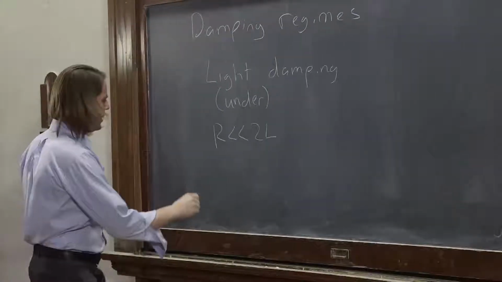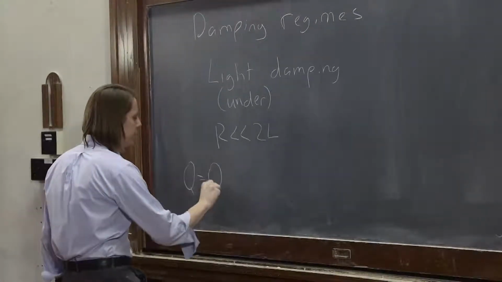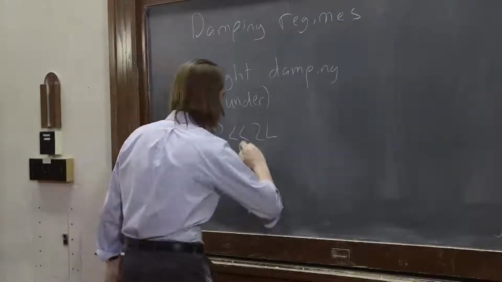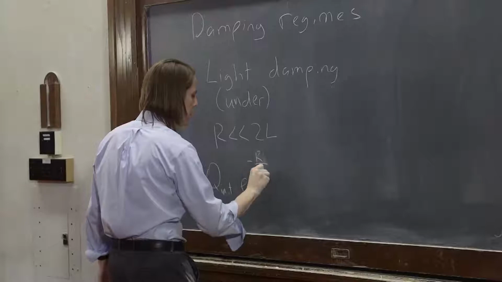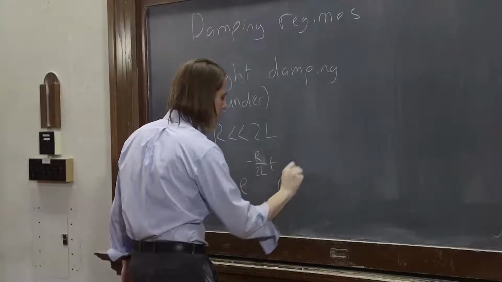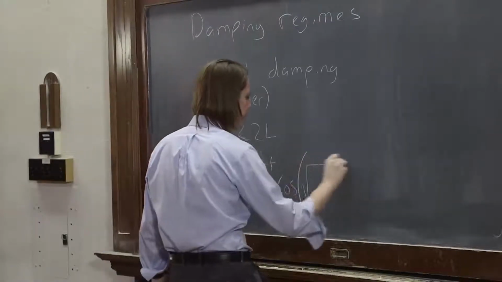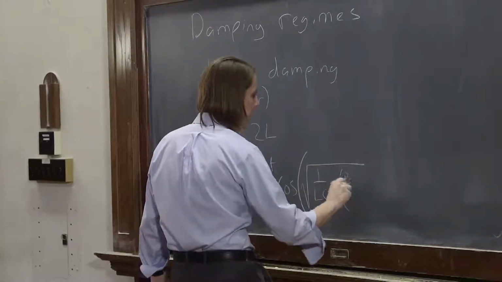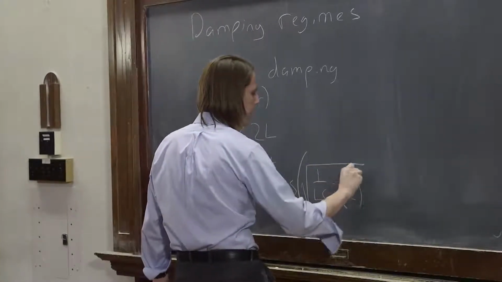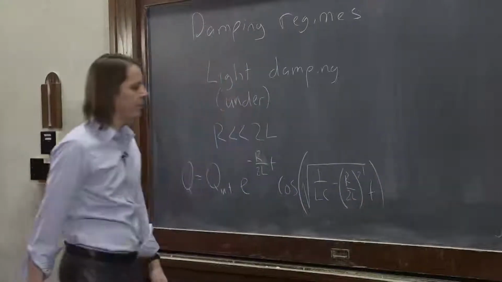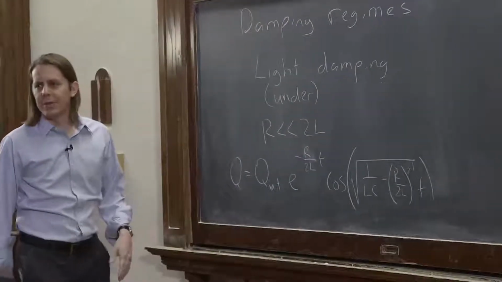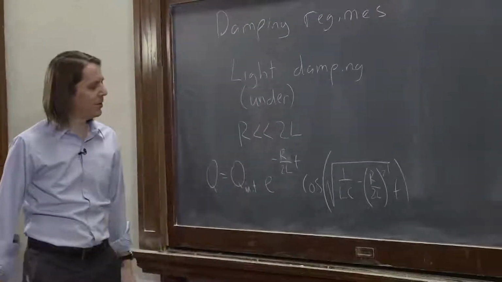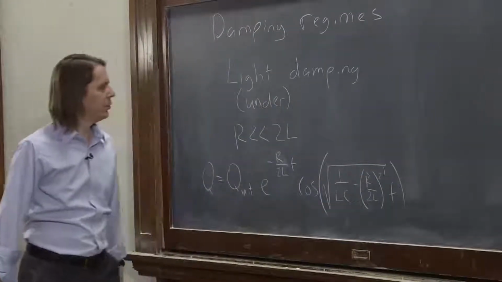From the solution, which I'll write again, Q equals Q initial e to the minus R over 2L t, cosine of the square root of 1 over LC minus R over 2L squared t. So from this, you can see that the quantity R over 2L is pretty important. It's what's telling you how much damping there is here, how much the omega is reduced.